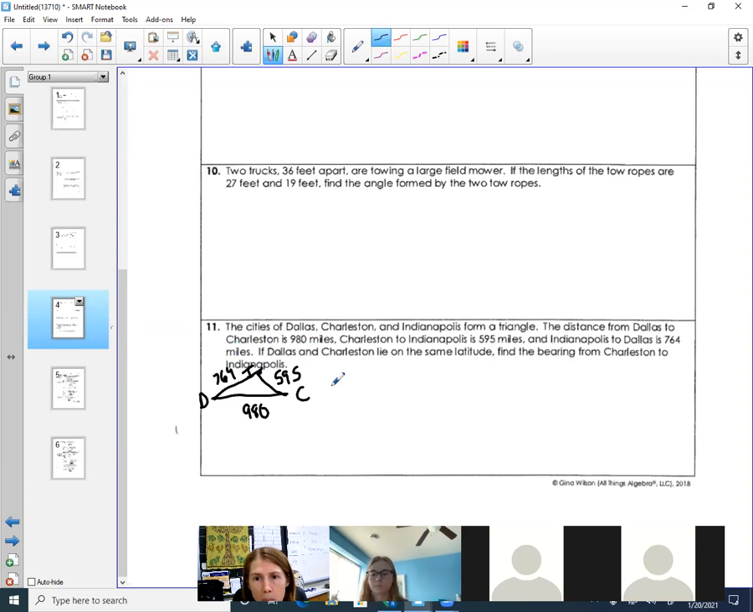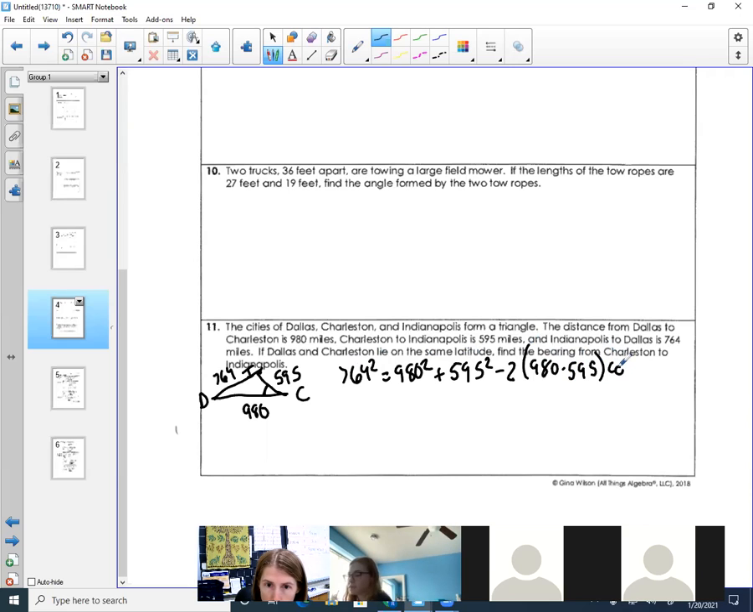It says find the bearing from Charleston to Indianapolis. So this is what we have to find, this angle right there. We're going to use the law of cosines. The opposite side of C is 764 squared equals 980 squared plus 595 squared minus 2 times 980 times 595 cosine of C. All right, I want you guys to go ahead and solve for C for me. If you already have it, just wait a couple minutes and then you can chime in.